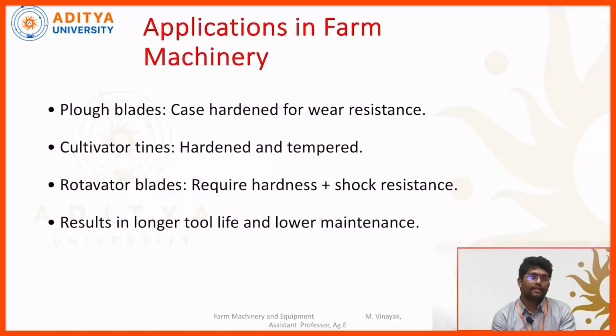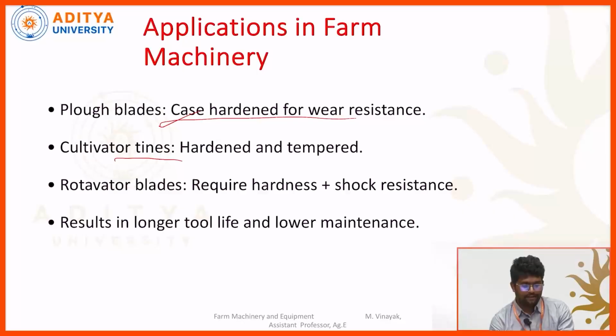So here, particularly where it can be used: plough blades. We can use the heat treatment process where it is used in farm machines. We need to go for the construction of tillage implements. Plowing blades are very important. Why? Because most of the blades interact with the soil. So before going to the construction of blades, the metal should go through the heat treatment process. So these plow blades should be heat treated. Next one is the cultivator tines. These are also hardened and tempered.